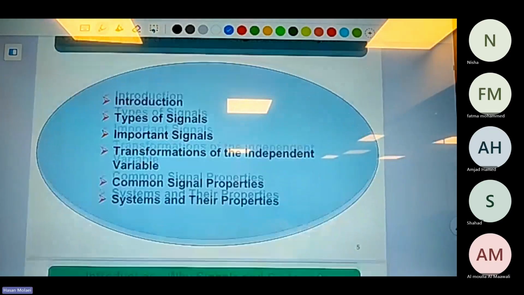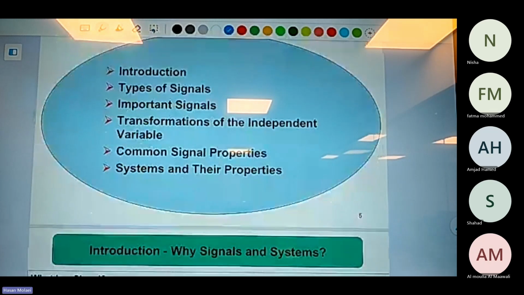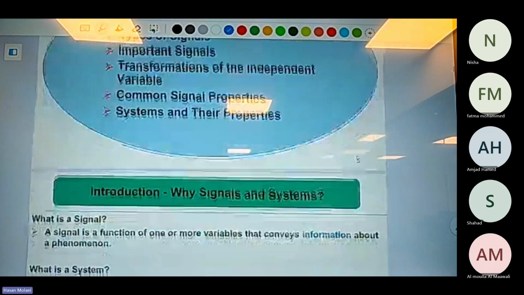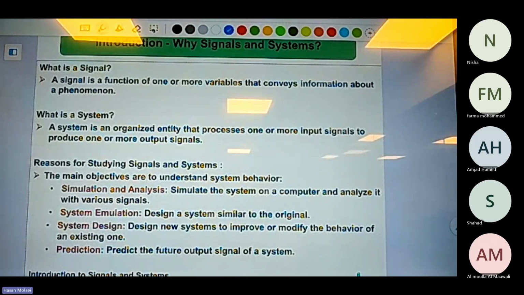Okay, let's go through an introduction. After that, again, we introduce some important signals in circuit theory. Here we will go through them again because I think we need to know what those signals are and how we can deal with them. After that, we will talk about transformation of the independent variable, some common properties of signals, and what a signal is in general.